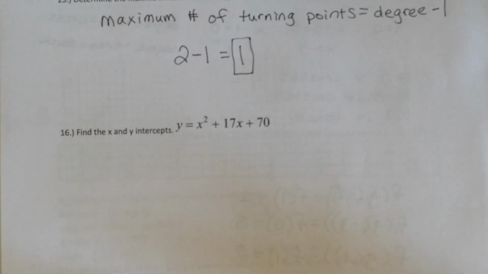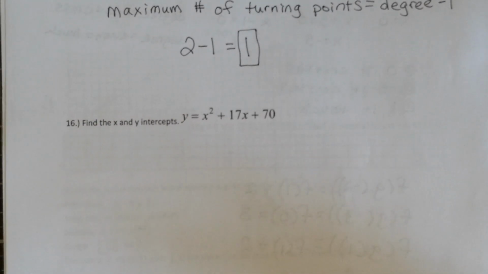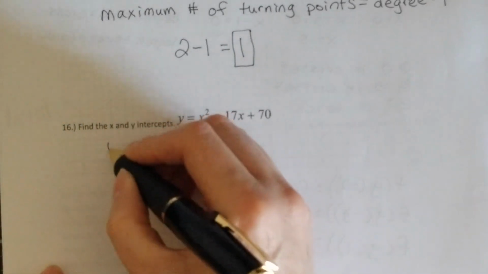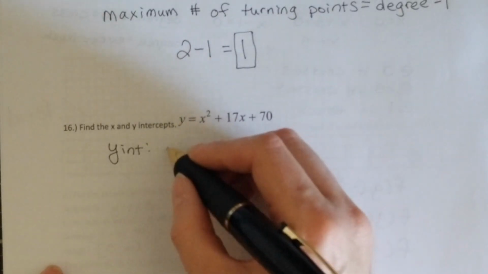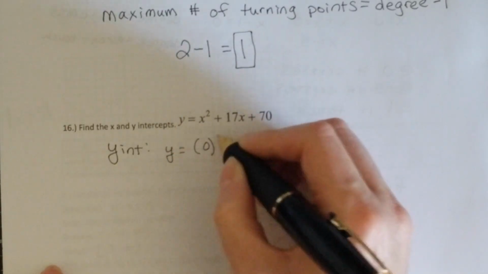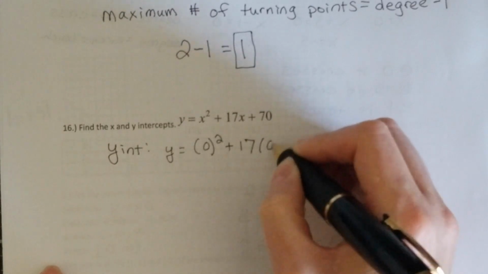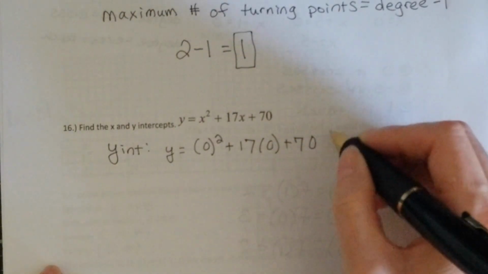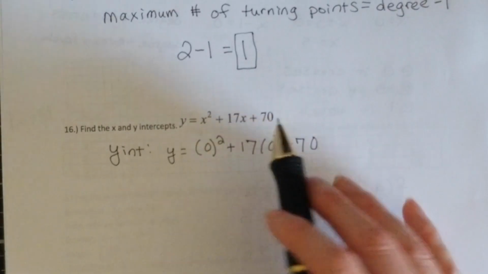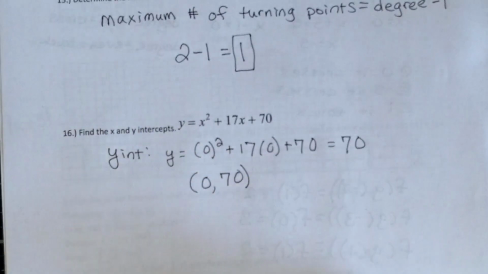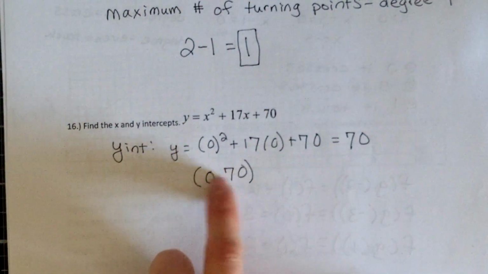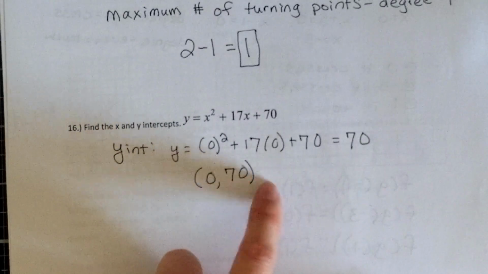Okay, question number 16. Find the x and the y-intercepts. I always like to find the y-intercept first because it's the easiest. To find it, you plug 0 in for the x's. So that would be 0 squared plus 17 times 0 plus 70. You can do this one in your head. It's just the last number right there. So this would be 70. So our y-intercept, and the answer would probably be written as 0, 70. So make sure you watch what position is what.